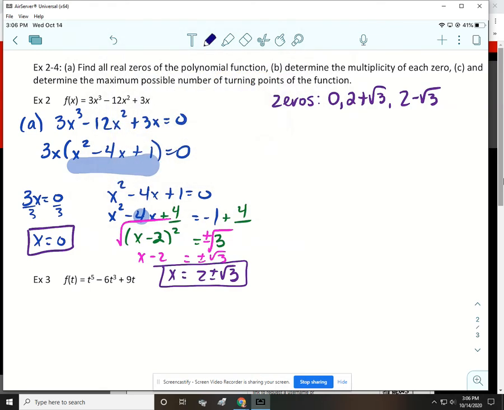All right, then we'll talk about multiplicity. So multiplicity happens when there's a repeated factor. So it's when you would have the same thing multiplied by itself again, and we don't have that in this problem. We have one factor, that's this x squared minus 4x plus 1, and we have another factor, that's the 3x. So what we would say is all of these have a multiplicity of 1.